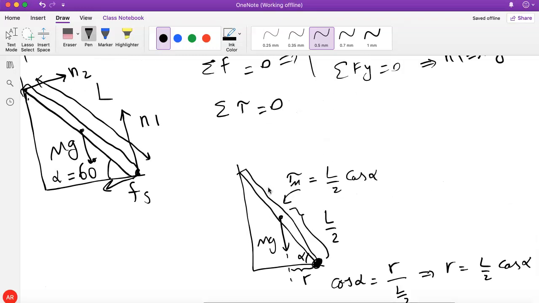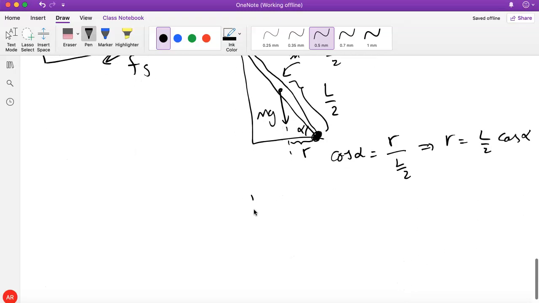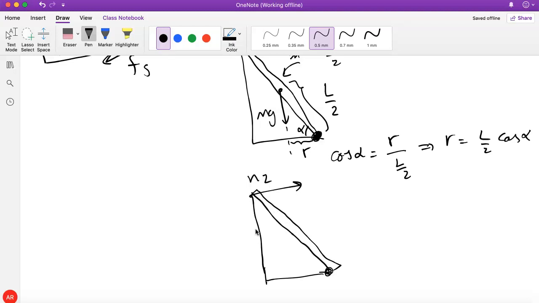All right. Now, what about this one? So it is applied here. Let me draw a second picture so it's not too cluttered. So again, this is the axis I picked. This is the ladder. I focus on this force N2 over here.